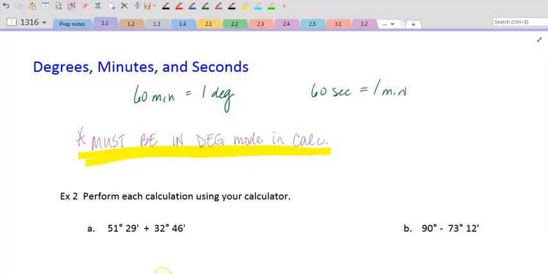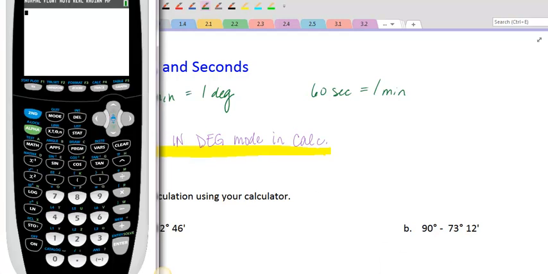The other thing you need to be aware of, since we are talking about degrees, minutes, and seconds, is that you need your calculator to be in degree mode before we begin. So if you don't know how to do that, you want to pull your calculator up. Okay, so I'm on my home screen right now, and right here next to the second button, or next to your blue button, is the mode button. So I'm just going to click mode, and it's going to bring me to the screen where I get to change what's going on in the calculator.